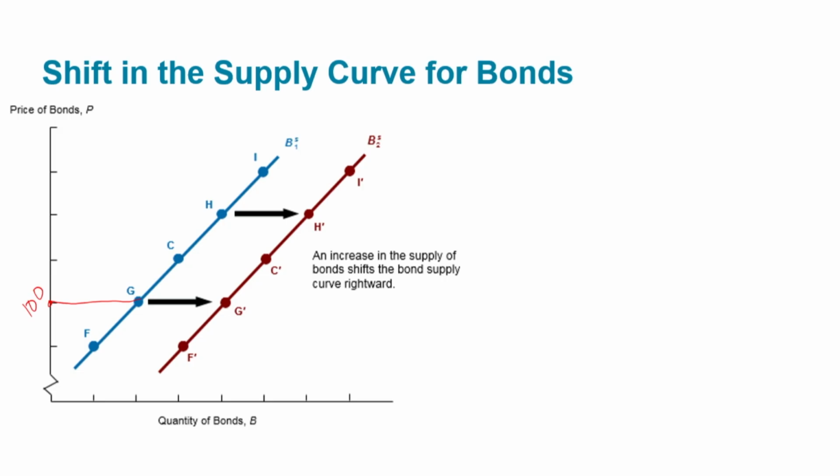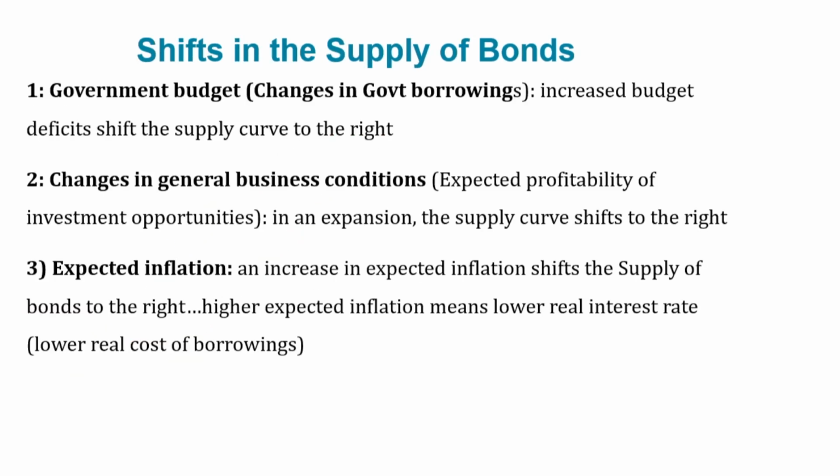Given the price is constant, if the firms or government want to borrow more, then there will be an increase in the supply of bonds that will shift the bond supply curve to the right. So this is how the shift happens, and what are the factors that drive a shift in the supply of bonds at the given price or the given market rate of interest?